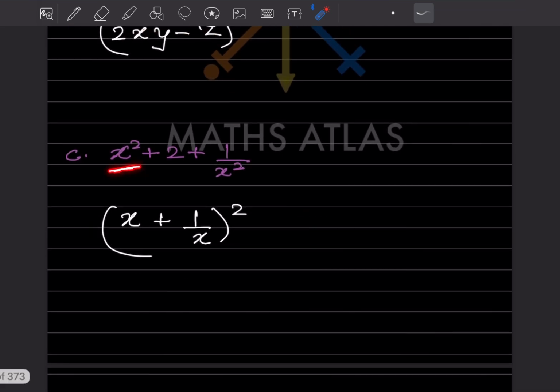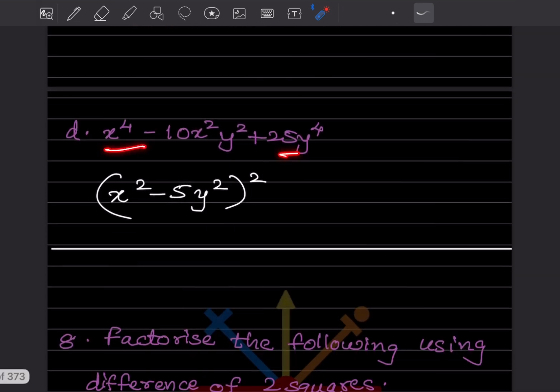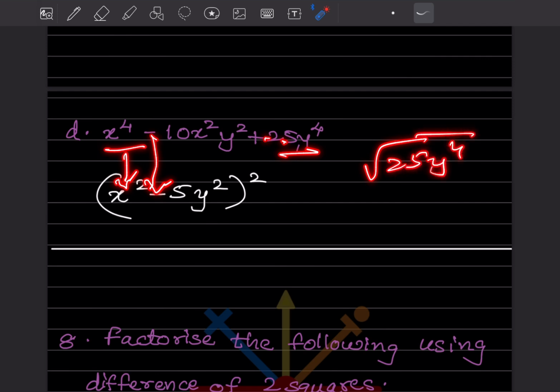Now same here, the first and the last term. For this one, when you take the square root of x square, that is going to be x. This sign is plus, so here plus, the square root of 1 by x square is 1 by x, and this will be whole bracket square. So this is a and this is b. Now same here, for this one, that is going to be x square. Same sign here. For 25y to the power 4, that is going to be 5y square, and the square of it.